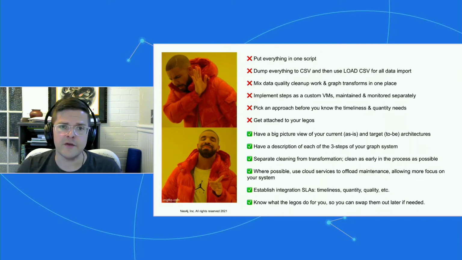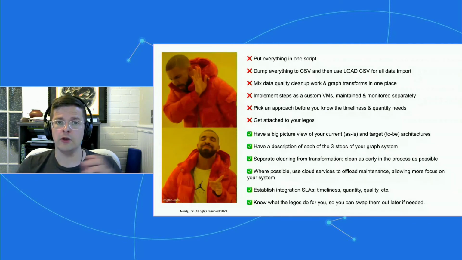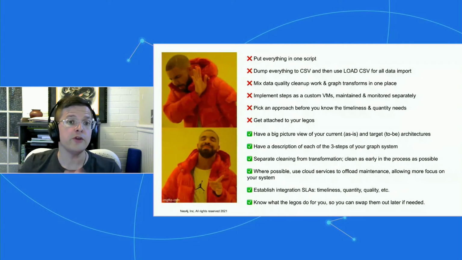The third is kind of a variant of this. If you mix data quality cleanup work and graph transforms in one place, that's going to cause you maintenance problems later on. And where I most see this in our customer base is people come with like 80-line Cypher queries where you can really tell that they're taking a really complex data source, transforming it into Cypher, and also trying to remove null values and translate codes and do all sorts of things inside of one huge Cypher query.